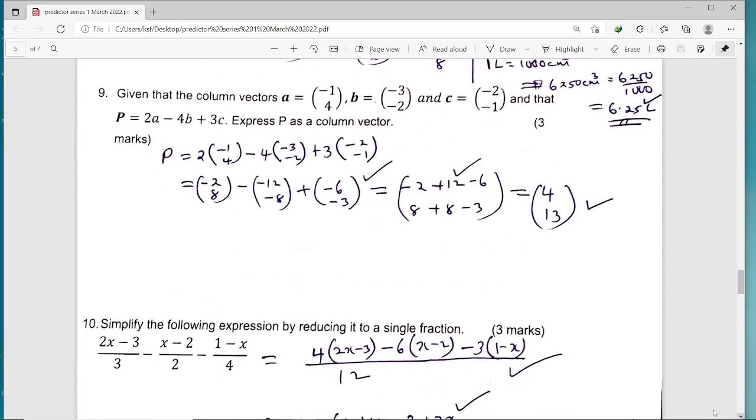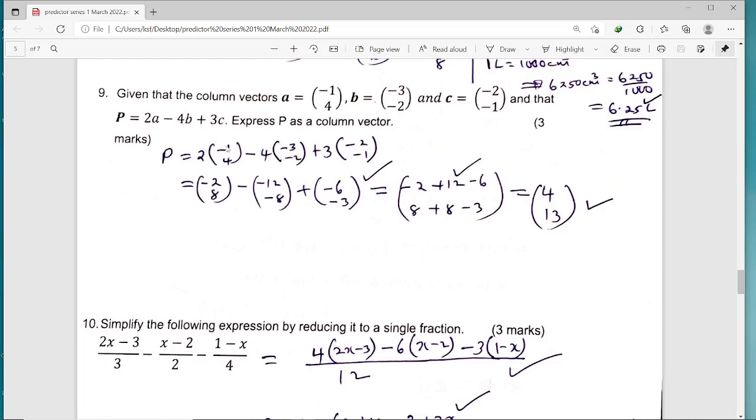The next question is that given that the column vector A is (-1, 4), B is (-2, -3), C is (-2, -1), and that P is 2A minus 4B plus 3C, express P as a column vector. To get P as a column vector, remember P equals 2, you replace A with this one. So it is 2 times (-1, 4) minus 4 times (-3, 2) plus 3 times (-2, -1), that's our C.